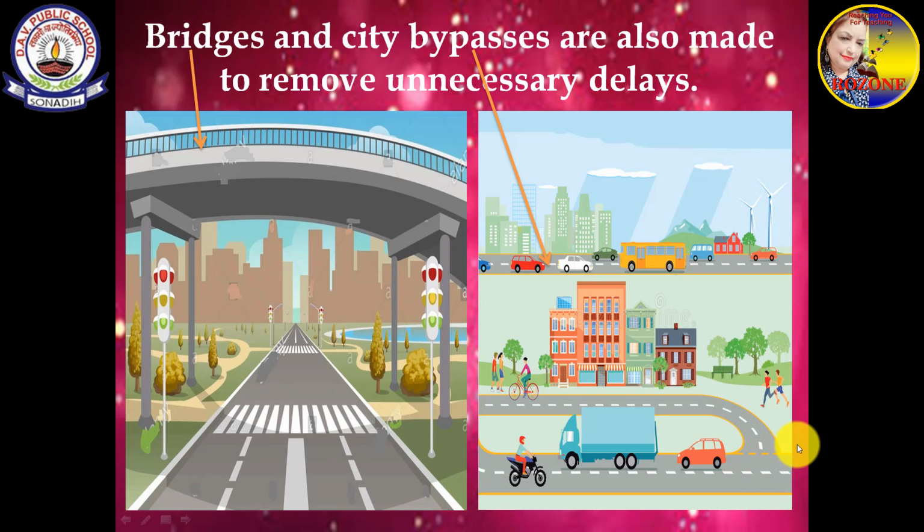You can see city bypasses are made. Instead of going directly through the city to another place, people go through the bypasses so that they don't have to get stuck in the local vehicles or local transport which are moving on the road in that area. They have to avoid all that. So for that reason, they don't pass through the main city area, they pass through the outer area to go to another place.